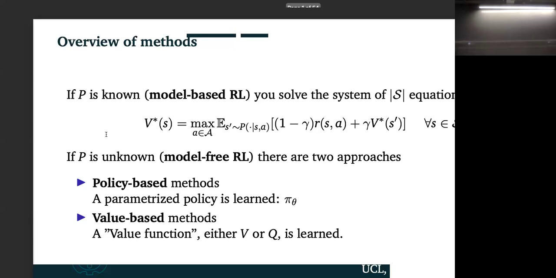Either you parameterize the policies, so the policies will depend on a set of parameters, and you try to optimize the parameters that characterize the value of the policies, or the alternative is that you try to optimize the value function, either V or Q. So essentially you parameterize the value function and not the policy. Okay, and this is the direction where we are going to go.